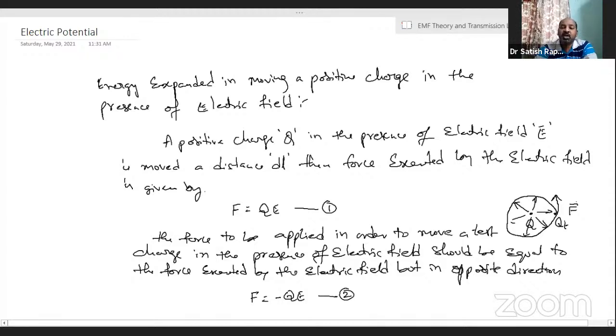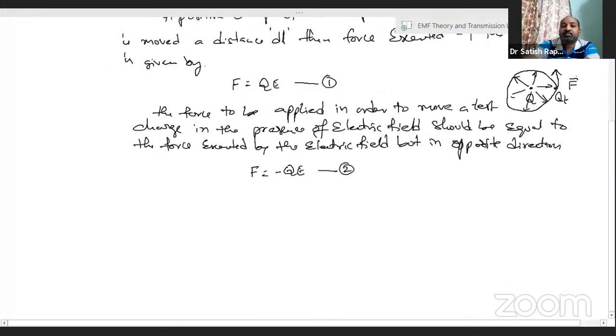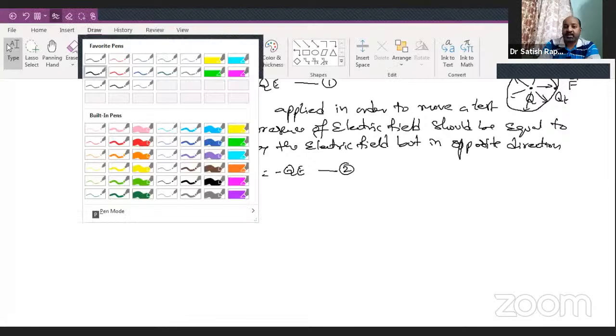We need to apply a force on a test charge in the presence of an electric field. So F is negative, in the sense that we are applying it opposite to the electric force, in the opposite direction. So F is equal to minus QE. And force is a vector.